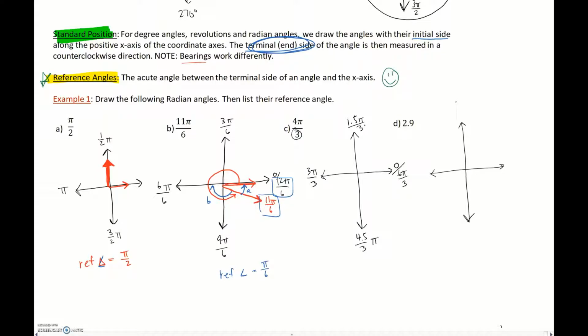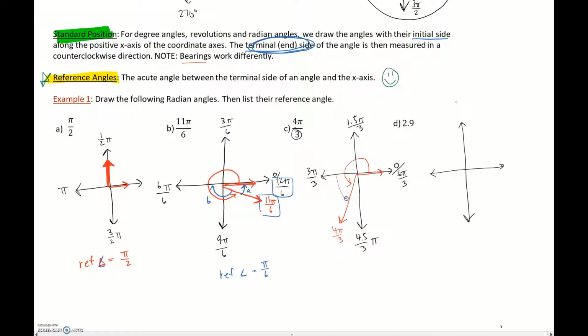But I want thirds because I want to know where 4 pi over 3 is, and I can tell you that that is somewhere between 3 pi over 3 and 5 pi over 3. In fact, it's closer to the 4/5. So here is my angle, and remember we're measuring it this way, and so therefore that is 4 pi over 3. I know exactly where it is.